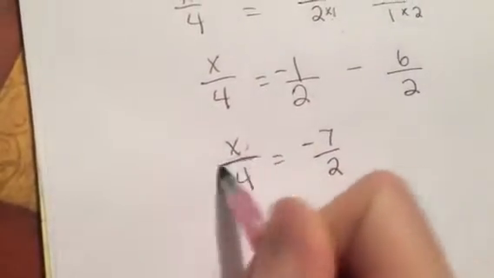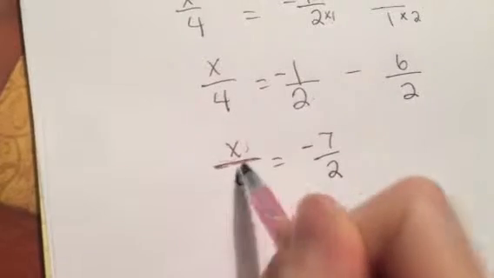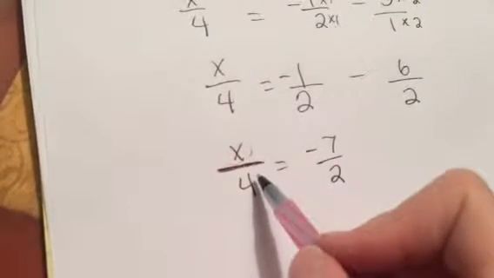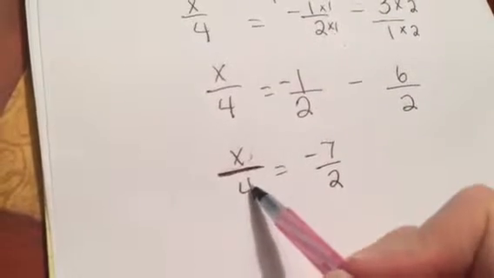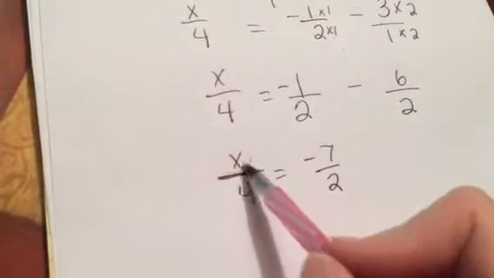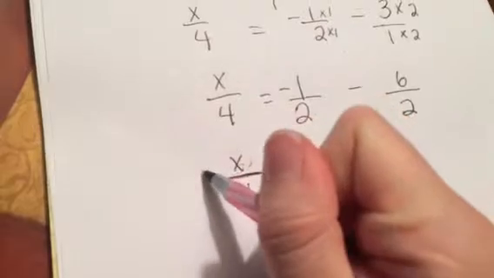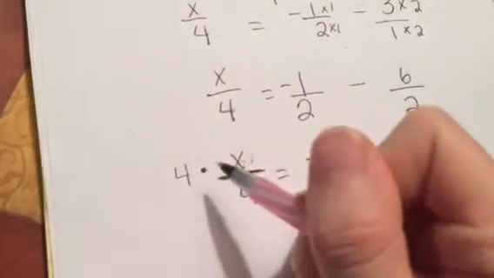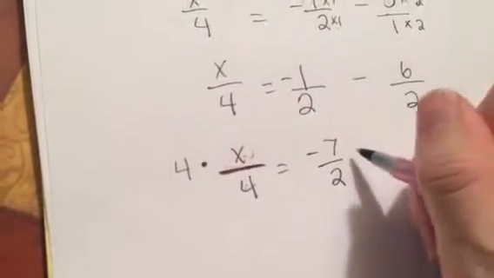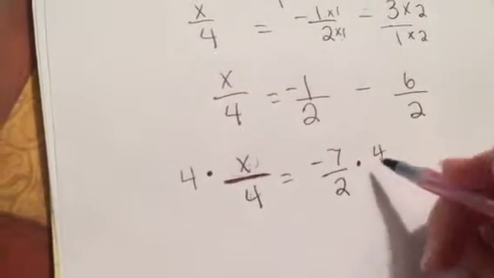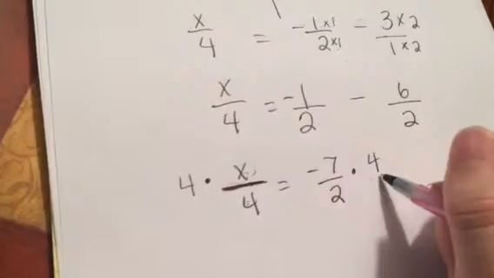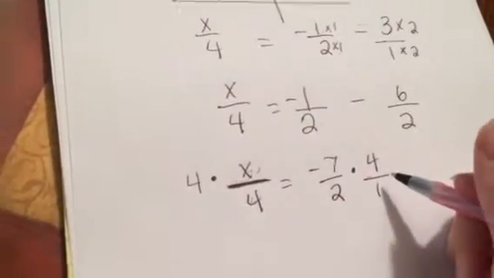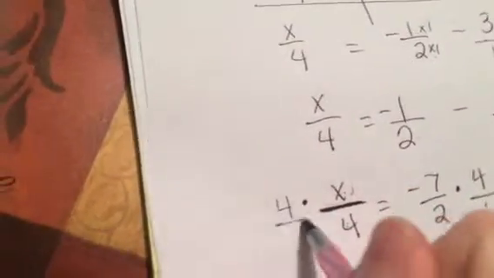Now since it's being divided by 4, we have to do the inverse operation to get x by itself. The inverse operation of division is multiplication. We have to multiply both sides by 4. Since we have a fraction over here, it might be easier to make this 4 over 1 as a fraction, and same if you want to do over here.